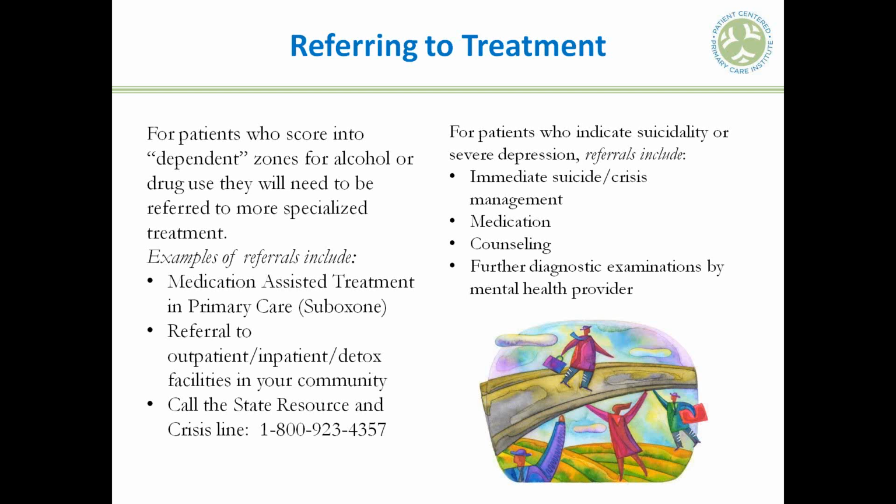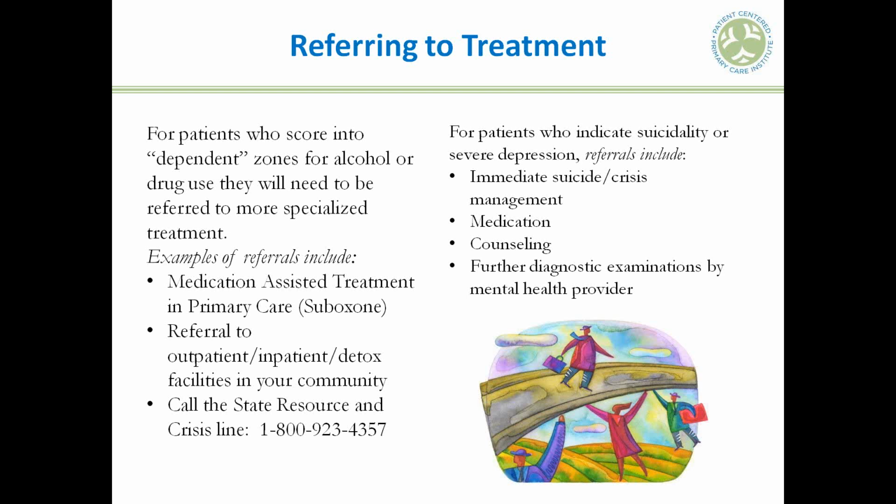So here with the referral to treatment, this is for those patients who score into the dependent zone for alcohol or drug use, and they will need to be referred to more specialized treatment. Examples of that treatment, and some facilities may provide this in-house, would be a medication-assisted treatment in primary care, such as Suboxone treatment. We have several community health centers in Oregon who are able to provide this support to their patients, but many aren't.